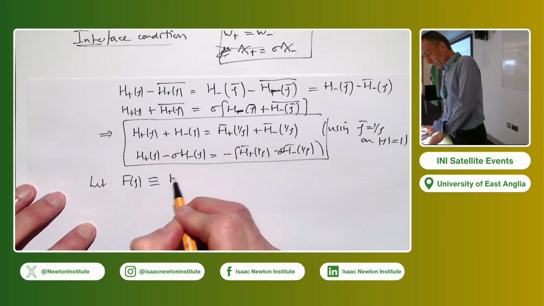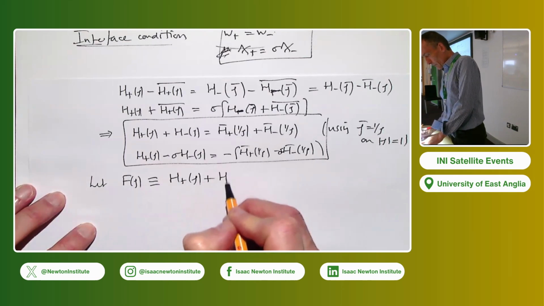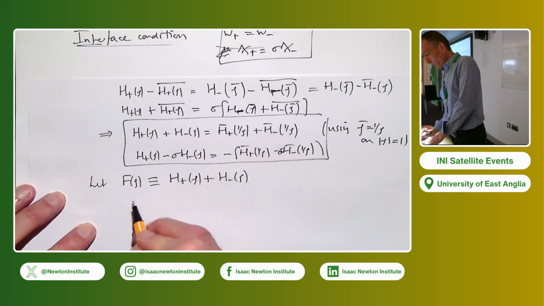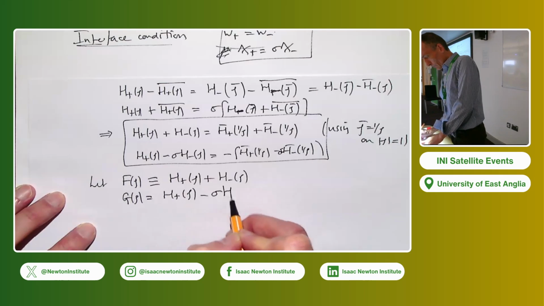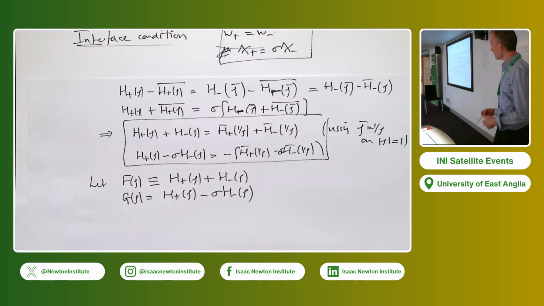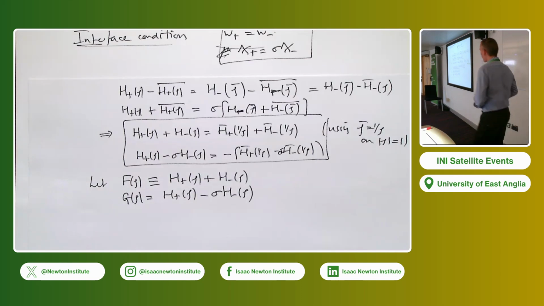Now I'm going to introduce two new functions, h plus of zeta plus h minus of zeta. That's a linear combination of the two things I'm looking for. And then there's going to be g. Okay. I've taken h plus and h minus, just added them up, and then I've taken h plus minus sigma h minus. Can you see why I've done that? Well, that's just f, isn't it? And that's just g. Now what's this?